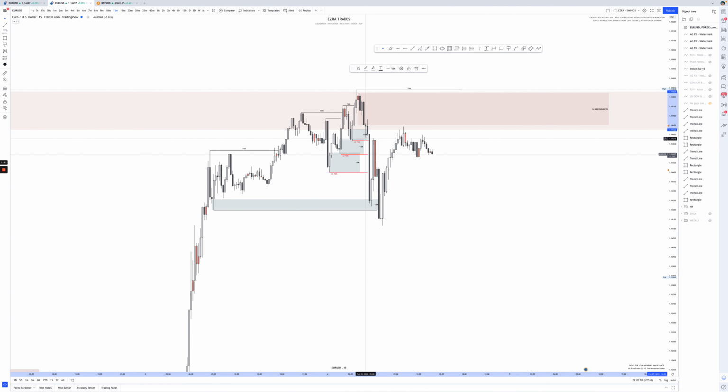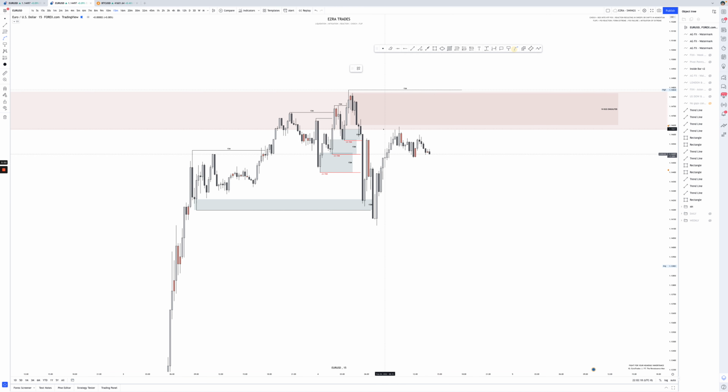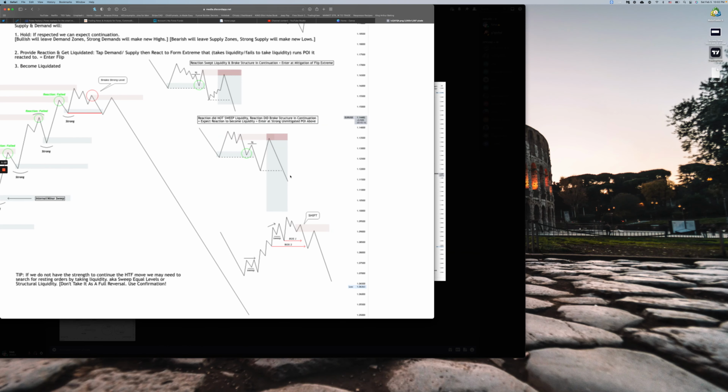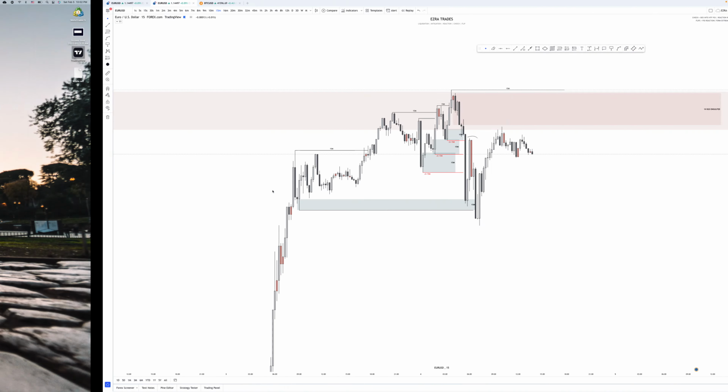So to me, we broke structure. Now we also came down and tapped the extreme, and what did we get? A reaction. This reaction did what? Failed to take liquidity, right? Created what? We're doing a flip again, and what does this flip look like? We give a reaction, fail to take liquidity, and we break structure to the downside.